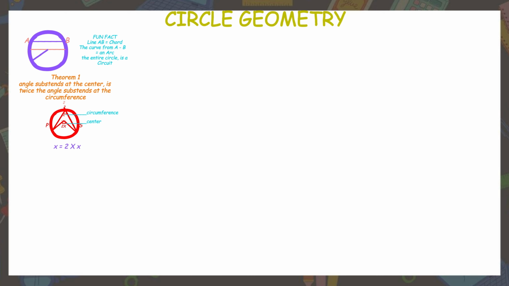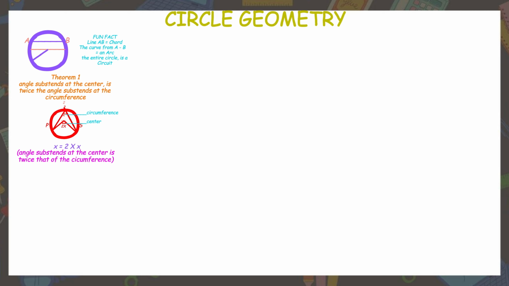The meaning is: the angle subtended at the center is twice that of the circumference. So that is the interpretation.